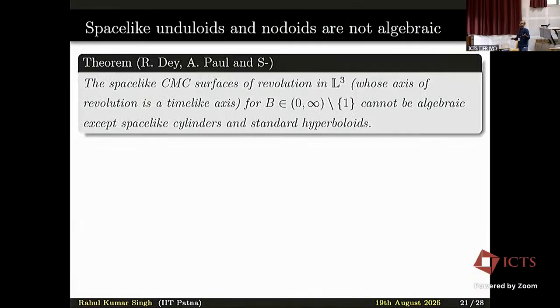Okay, so this is the theorem. This theorem says that if you are just thinking of a space-like CMC surface of revolution in L3, whose axis of revolution is a time-like axis, then this cannot be algebraic. So you have this whole family which includes the space-like cylinders and standard hyperboloids also. What I'm saying is that the nodoids and the unduloids are not algebraic.